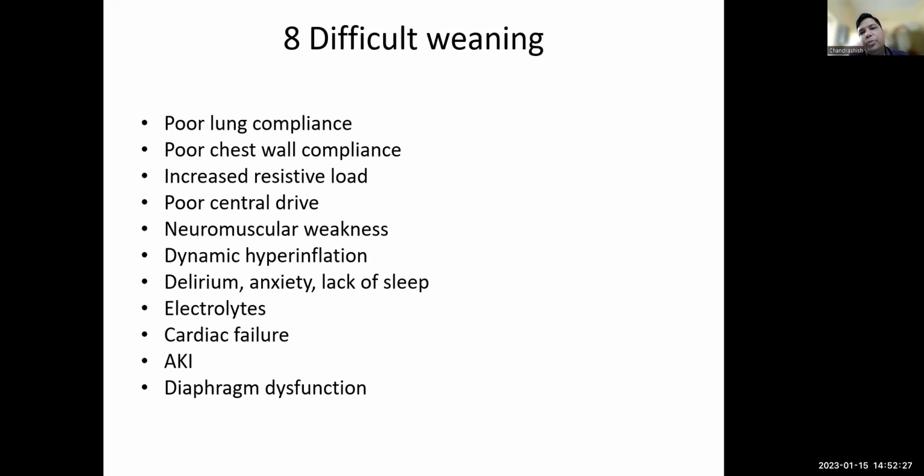So who are the patients who will prove to be difficult to wean? These are patients with poor lung compliance like ARDS, poor chest wall compliance, increased resistance, that is asthmatic patients, poor central drive, those with neurological problems, and neuromuscular weakness like GB syndrome. Patients like myasthenics and GB syndromes have very prolonged weaning trials. Also patients with dynamic hyperinflation, delirium, electrolyte imbalance, heart failure, renal failure, and diaphragm dysfunction.